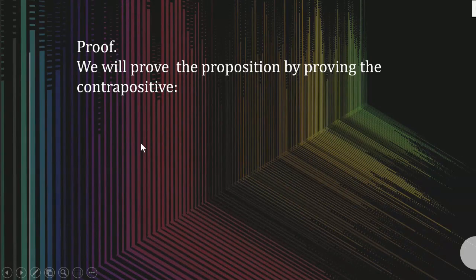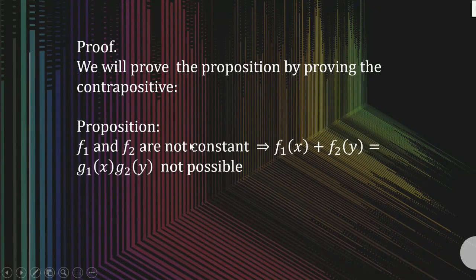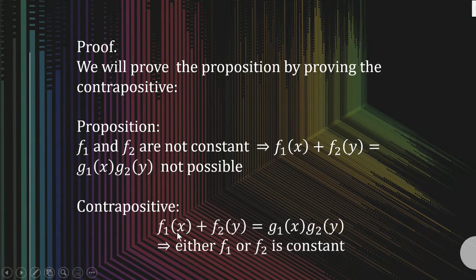Let me write down the proposition again, but in the form of an implication. So here you have that if f1 and f2 are not constant, then this equation is not possible. And then what is going to be the contrapositive of this one? Well, the negation of the consequent here must imply the negation of the antecedent. It means that the contrapositive can be expressed in this way: if this equation is possible, then either f1 or f2 is constant. And this is what we are going to prove now.